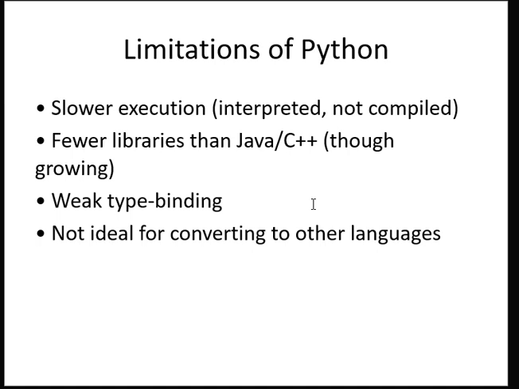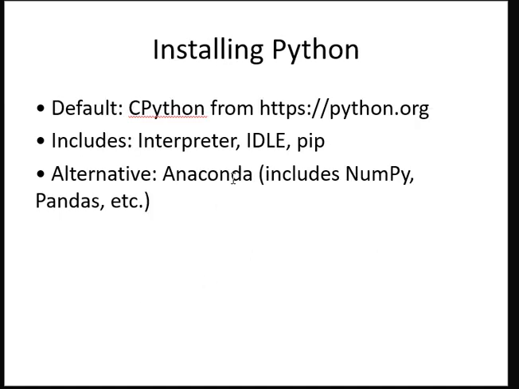Weak type binding. So binding is very weak here. Not ideal for converting into other languages. You can't easily convert into other languages. These are a few of the weaknesses of Python.